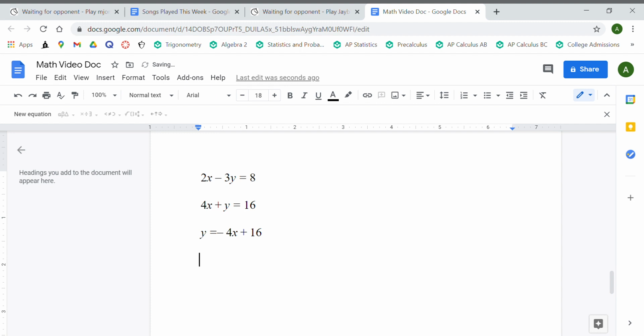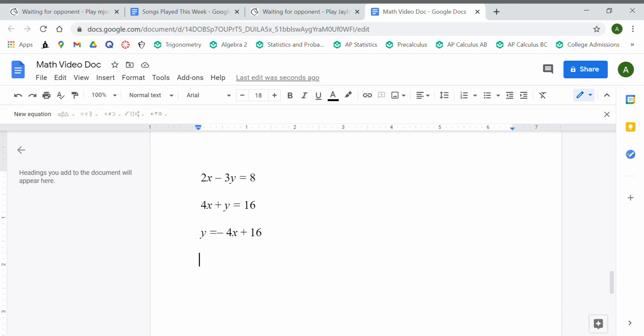Alright, so now we're going to plug this into this equation. Don't plug it back in, or else you get something called 0x, and you can't divide by 0. So that's why it's important that we plug it into an equation that we did not solve for a variable. Okay?